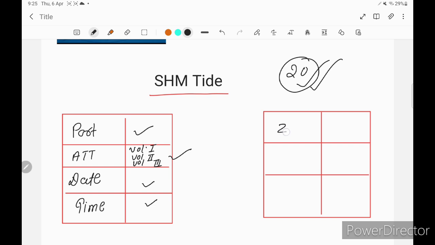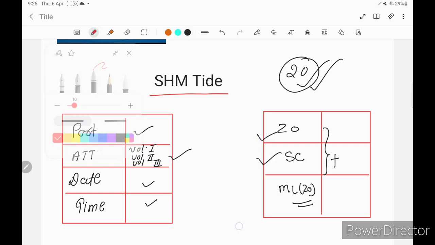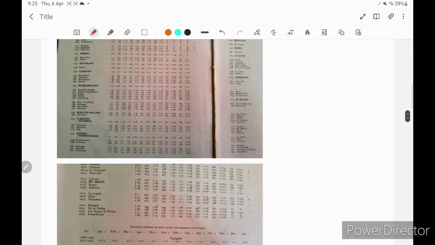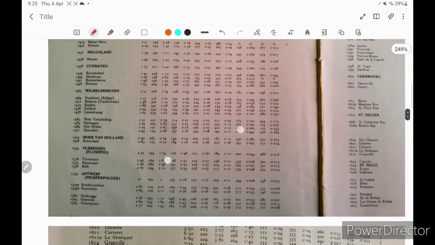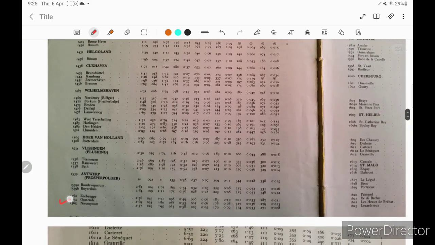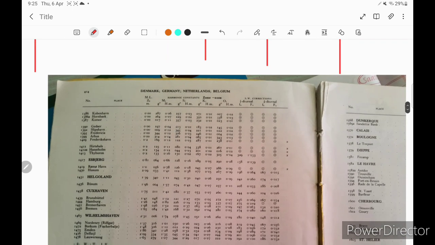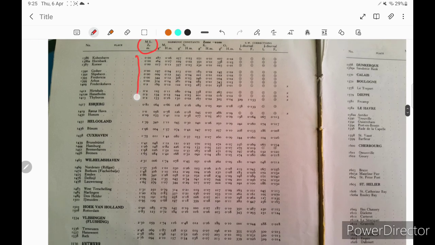Second is ZO, seasonal correction, and mean level ZO. You will get this value by the addition of these two values. Now we will see from where we get these values. So we go to the tide table. For example, we have Ostend. This is 1564, and in this table it is mean level ZO. So you have to come down.